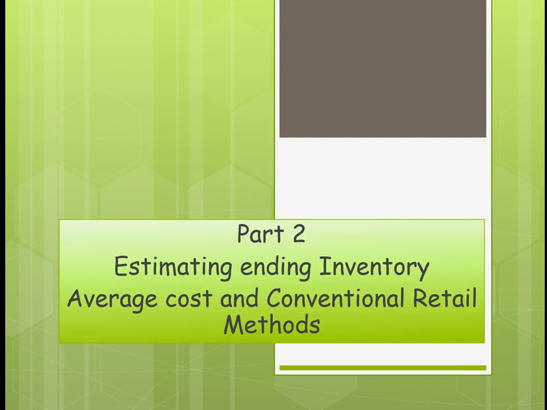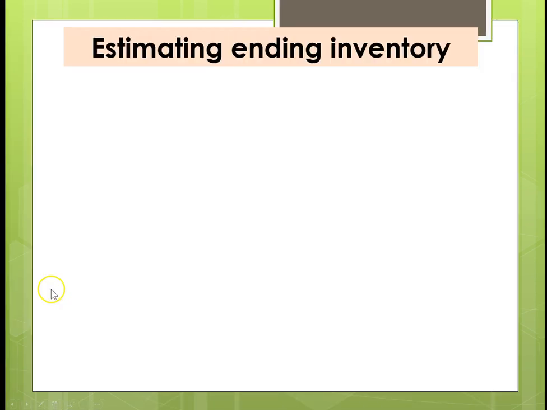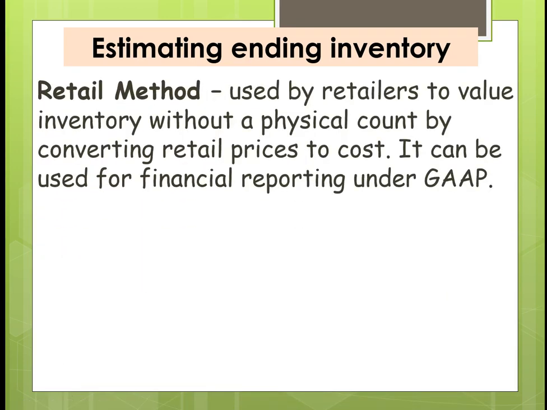Chapter 9, Part 2, Estimating Inventory Using Average Cost and the Conventional Retail Method. Estimating ending inventory: the retail method. Used by retailers to value inventory without a physical count by converting retail prices to costs, and it can be used for financial reporting under GAAP.